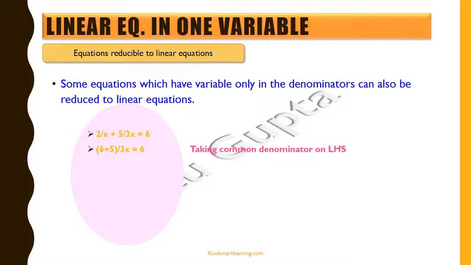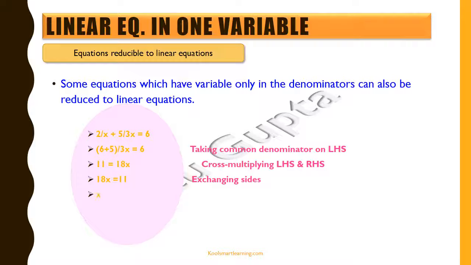Now looking at this, if we take 3x as the common factor, we make it (6 plus 5) by 3x is equal to 6, and that makes it 11 is equal to 18x, and obviously we cross multiplied it also. So x is equal to, now 18x is equal to 11.